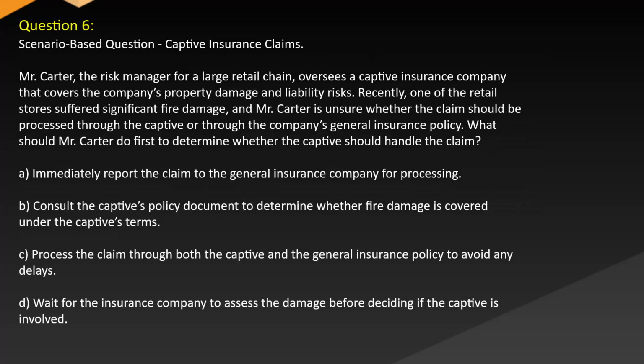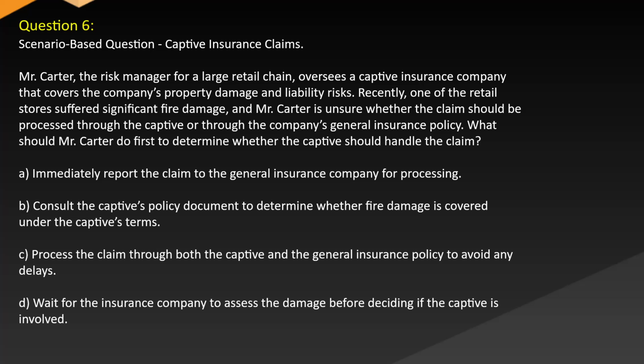Question 6. Scenario-based question. Captive insurance claims. Mr. Carter, the risk manager for a large retail chain, oversees a captive insurance company that covers the company's property damage and liability risks. Recently, one of the retail stores suffered significant fire damage, and Mr. Carter is unsure whether the claim should be processed through the captive or through the company's general insurance policy. What should Mr. Carter do first to determine whether the captive should handle the claim?